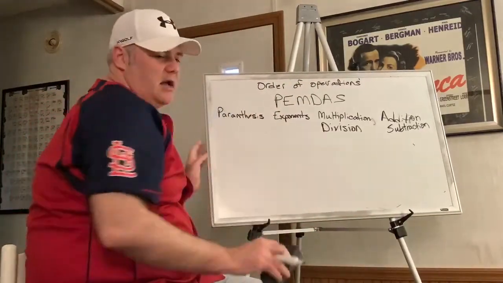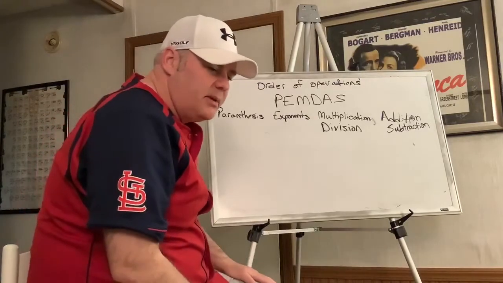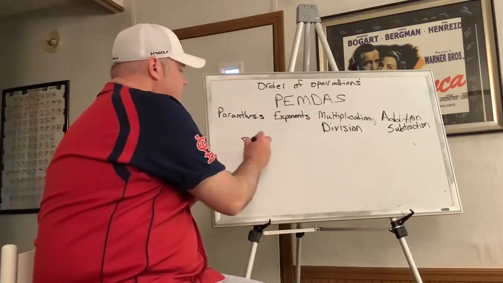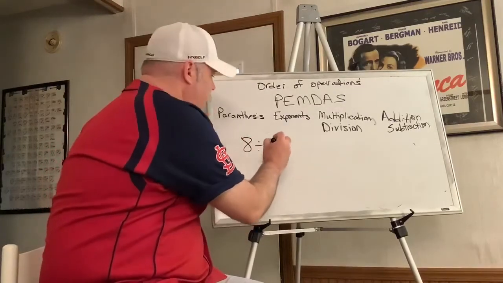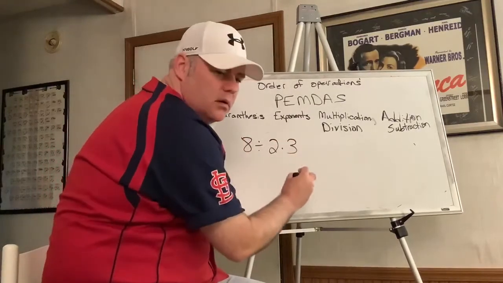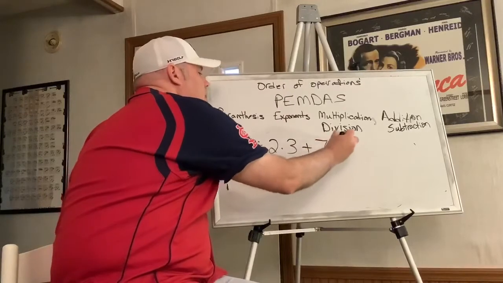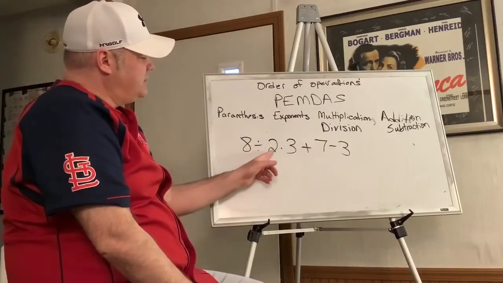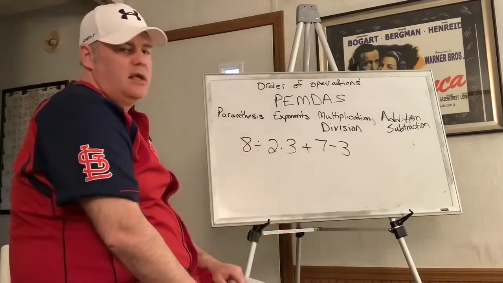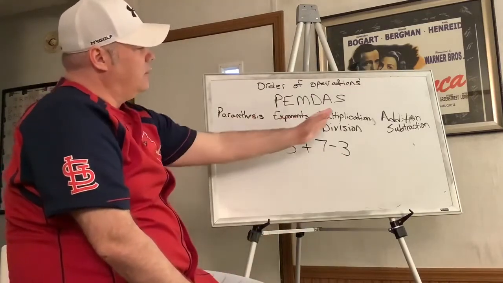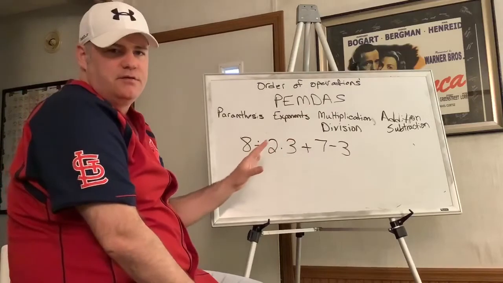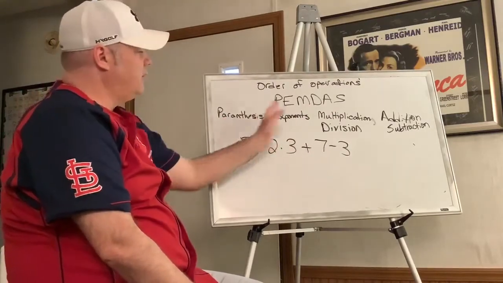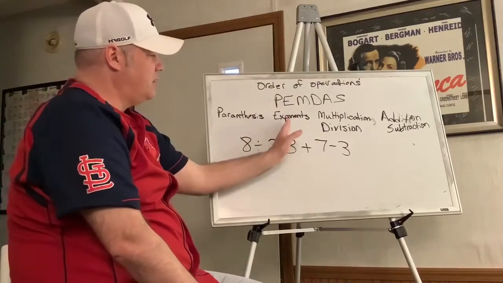Okay, now I want to break down, let me put one up here that shows these being a tie. Okay? So let me put this problem up here. Now I look at a problem: I've got 8 divided by 2 times 3 plus 7 minus 3. And I need to go through the order of operations and see which ones I do first. Well, there are no parentheses in this problem, so I move on. There are no exponents, so I move on.